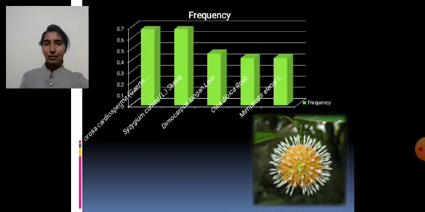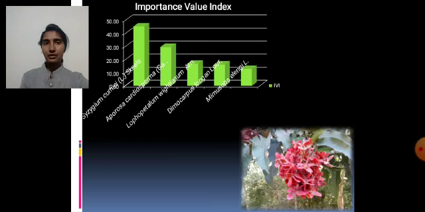This is the graph representing frequency of tree species. Aporosa cardiosperma is the most frequently found tree species in the region, which is followed by Syzygium cumini, Dimocarpus longan, Olea dioica and Mimusops elengi.